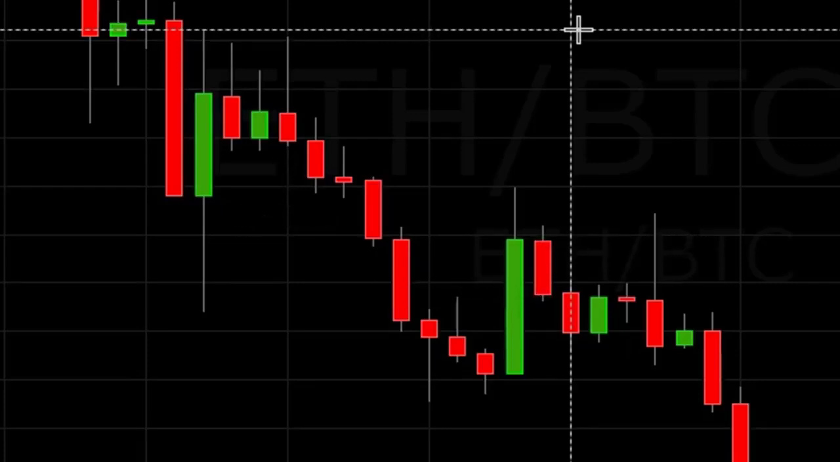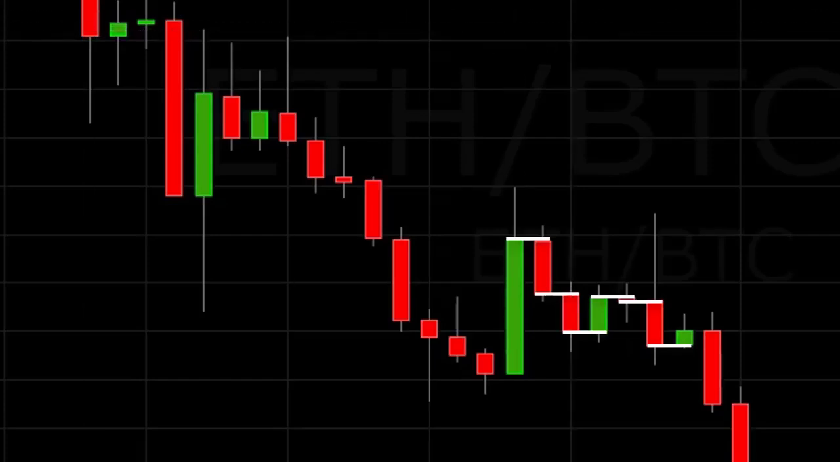You'll also notice that because the crypto markets never close, each candle begins exactly where the previous one left off. Whatever price one candle closes at, the next candle will open at. So unlike the stock market, there are no price gaps, which is a very good thing.